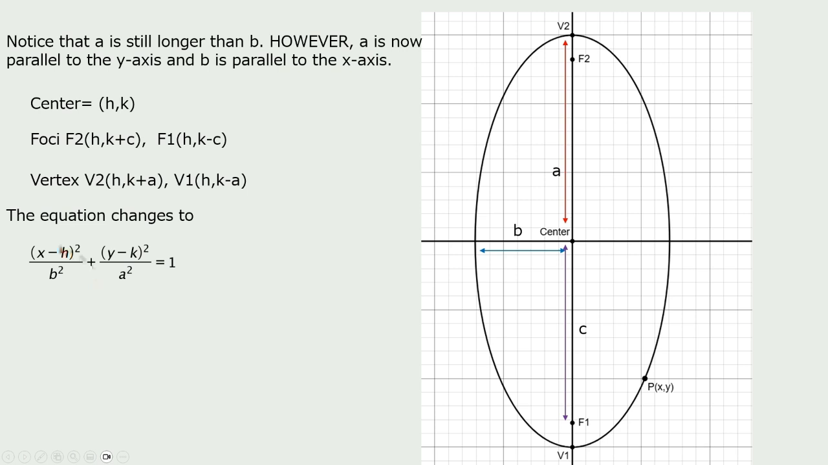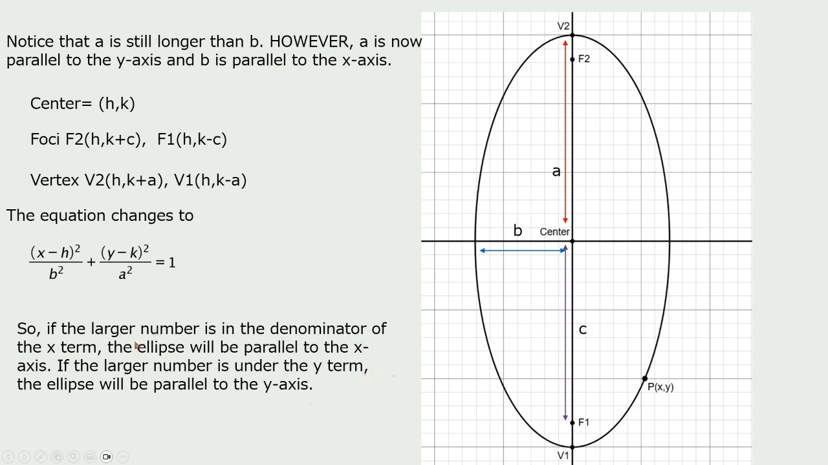Now the equation changes. You still have (x minus h) squared plus (y minus k) squared, but a squared is underneath the y term and b squared is in the denominator of the x term. So the larger number is underneath whichever one it's going to be parallel to. If the larger number is in the x term, then it's parallel to the x-axis. If the larger number is under the y term, it's parallel to the y-axis. So you might want to write this down in your notes: the foci, the vertex, the equation, and all that.